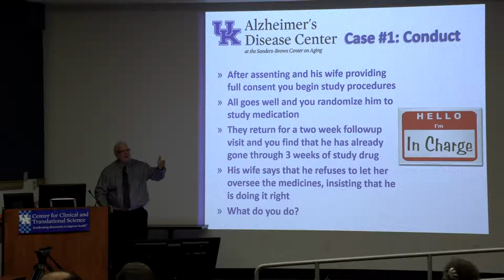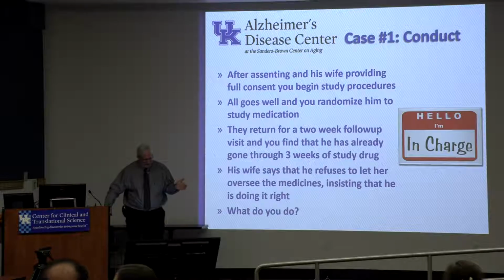She guessed it, this guy's problematic, he's still in control. His wife says, he just will not let me manage his medicines. He insists that he's doing it correctly, and when we quizzed him, he says, no, I'm doing this exactly correctly. If you think there are pills missing, you must not have given me the full amount when I left the office. It's all your fault.